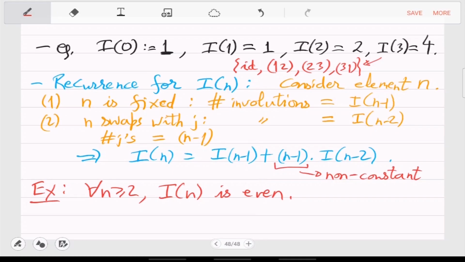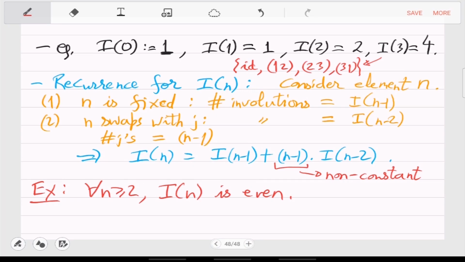Can you see this? How do you show that In is even? It's always even, except the boundary conditions which you already wrote, 1 and 1. So you can show this by induction. Check it in the base case, which is 2 and 4. Then from there you can easily deduce.